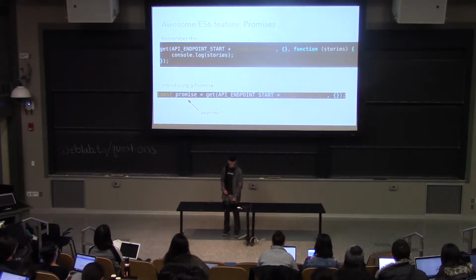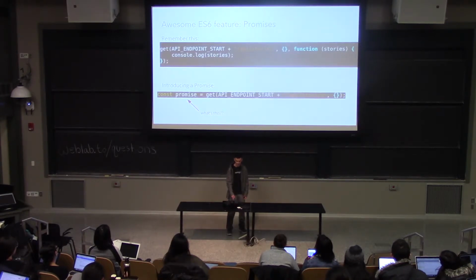So remember, this is the syntax we've been using this whole class. Get the stories, and then when it's done, it returns a callback. All right, we've been doing this. But there's a new syntax, and it's going to be promises. So look, check this out in the bottom. So get the stories, and it's going to return something. It's still asynchronous, it's going to return right away. But this object is going to be called a promise. So what the heck is that?